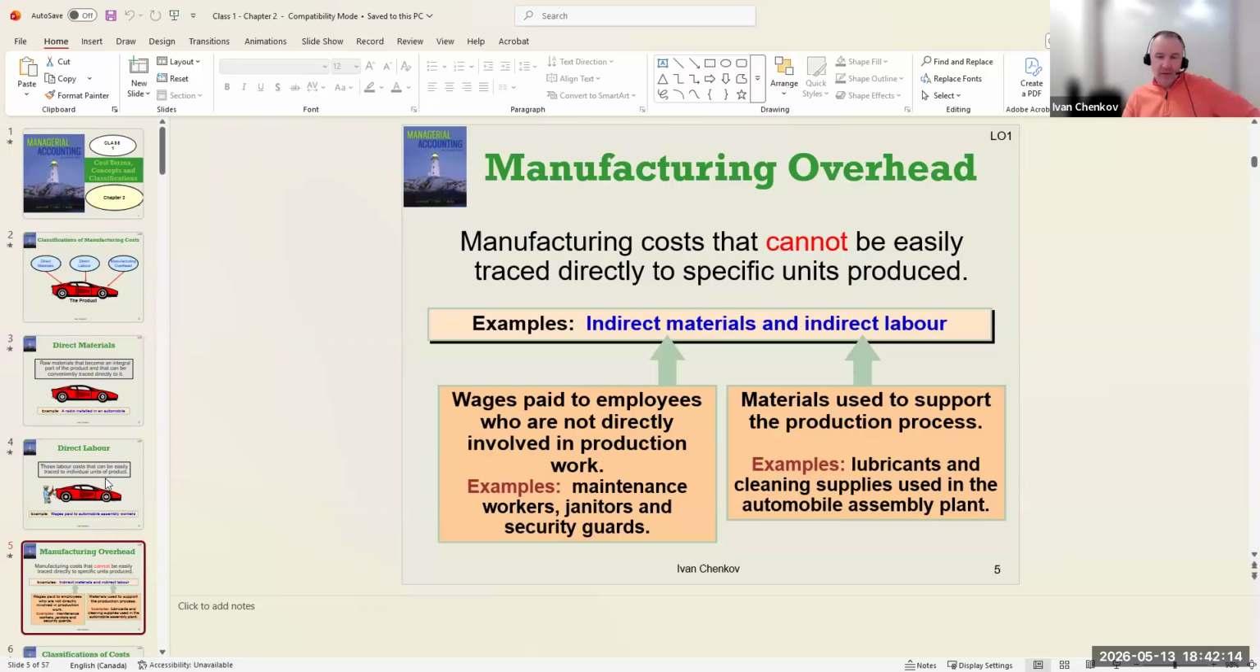Wages of employees who are not directly involved in production will be our indirect labor, and materials which support the production process, but are not an integral part and cannot be easily traced to the product, will be our indirect materials. Also, we're going to have some other costs related to the main production line, which can be rent, security, or depreciation of the machinery that we're using for production. All that will be captured under manufacturing overhead.